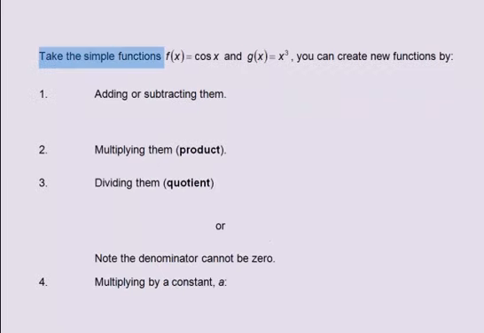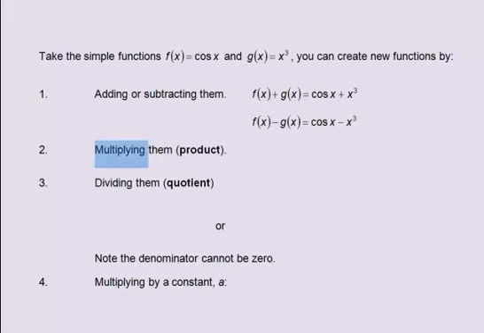Take the simple functions f of x equals cos x and g of x equals x cubed. You can create new functions by, 1. Adding or subtracting them. f of x plus g of x equals cos x plus x cubed. f of x minus g of x equals cos x minus x cubed. 2. You can multiply them. Take their product. f of x multiplied by g of x equals cos x multiplied by x cubed, which is better written as x cubed multiplied by cos x.